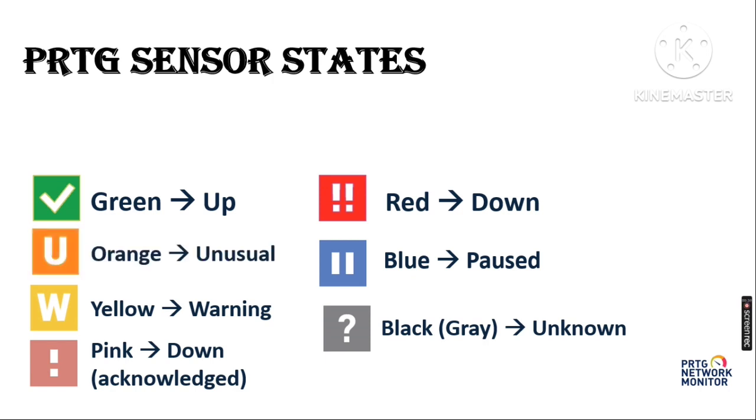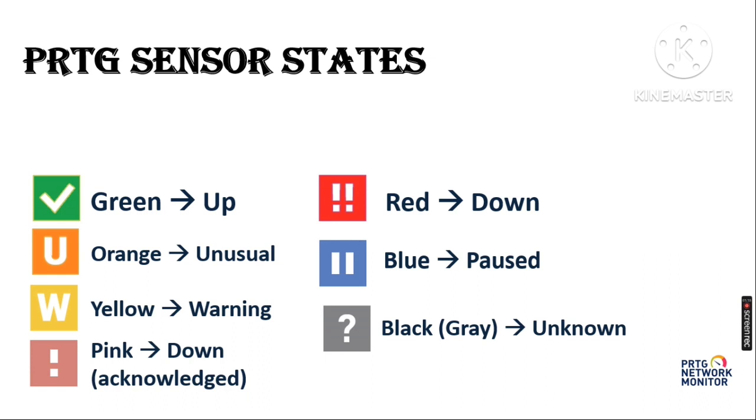The third one is orange, unusual. It means any abnormal or unusual behavior has been monitored by PRTG. Let's take an example: Monday to Friday my bandwidth utilization is used up to a certain limit, and on a Saturday suddenly it goes beyond the threshold or more than usual. So the PRTG will convert that monitoring state into orange. It means unusual. So being an administrator, you have to find out why the bandwidth utilization suddenly goes very high or maybe very low.